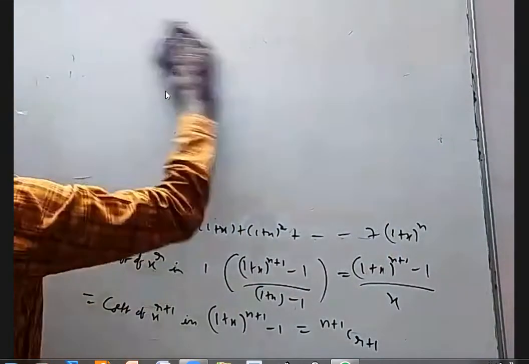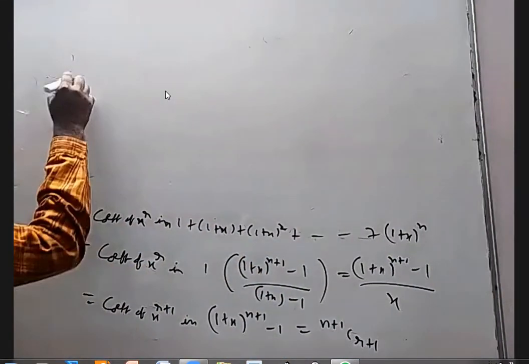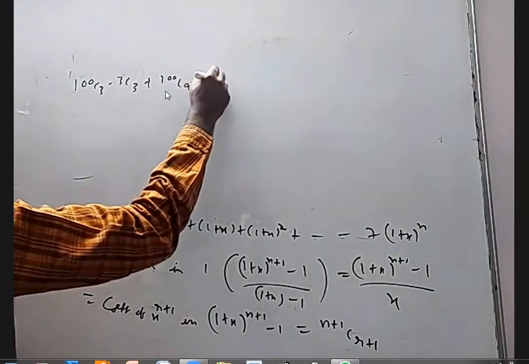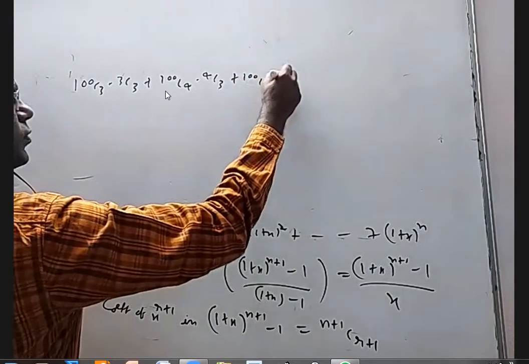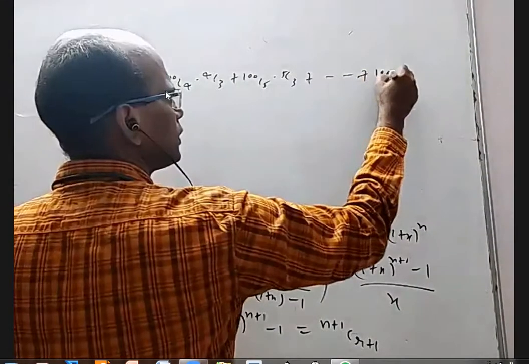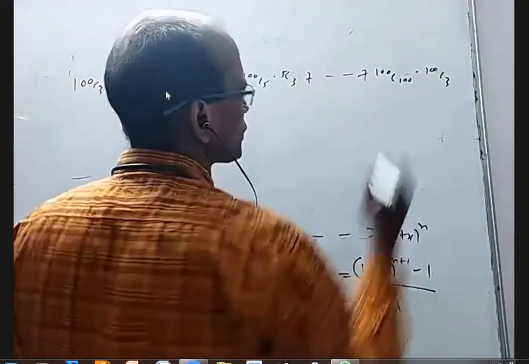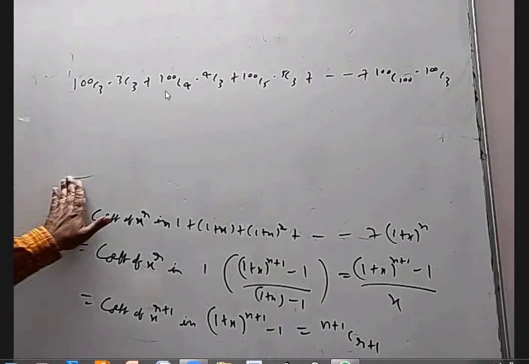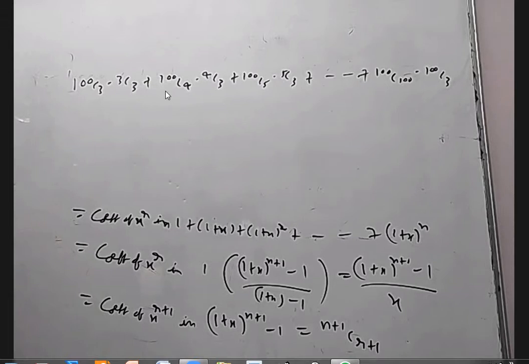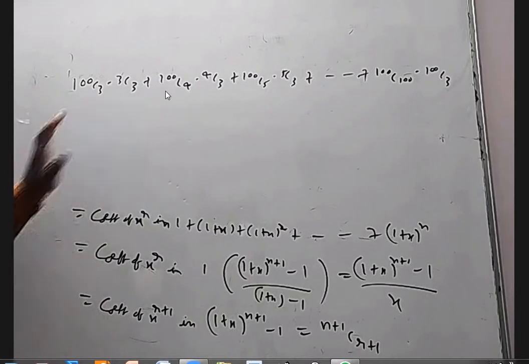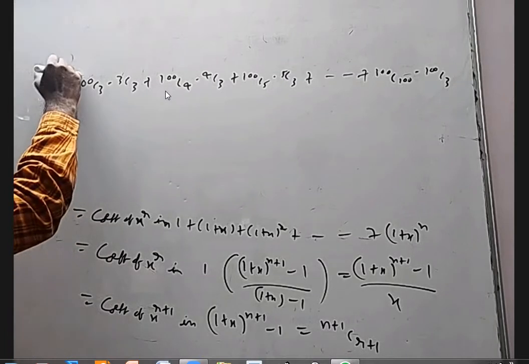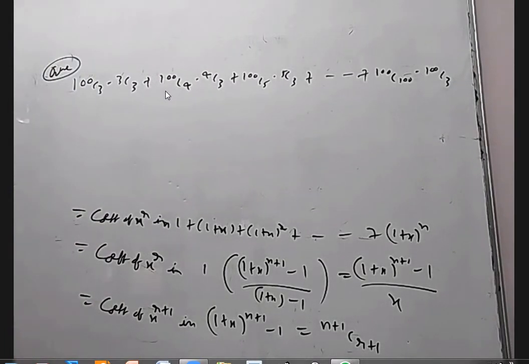Okay, I'm planning to create a question. Let me just try to think about it. 100C3 into 3C3, 100C4 into 4C3, 100C5 into 5C3, so on up to 100C100 into 100C3. I want to find the answer for this question. There is a question, but to this I want to convey some theory. Think about this question. If somebody gets an idea, please give me.